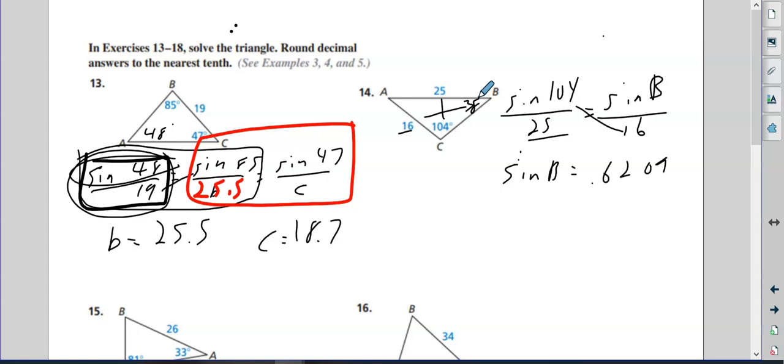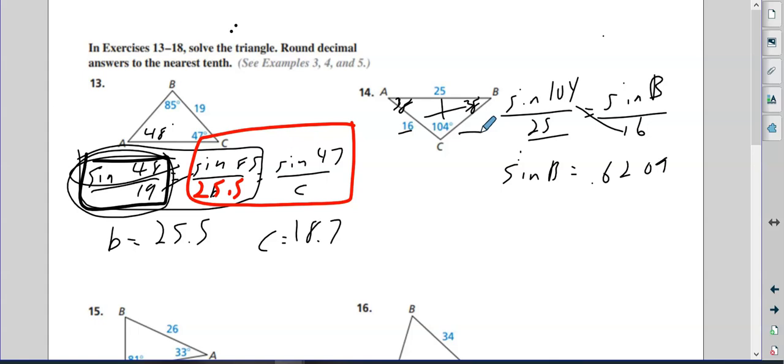Then 104 plus 38, subtract that from 180, and we get 38 here also. Again, it's not exactly, we're rounding. So technically, it's not an isosceles triangle because these are going to be slightly different because we rounded. So if you put 16 here, I would understand that because it looks like an isosceles. But remember, we rounded those angles.